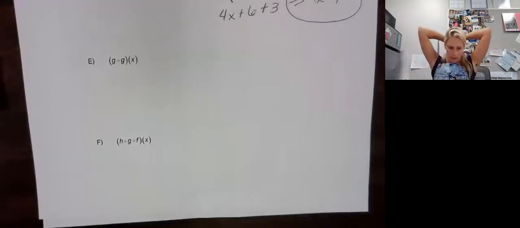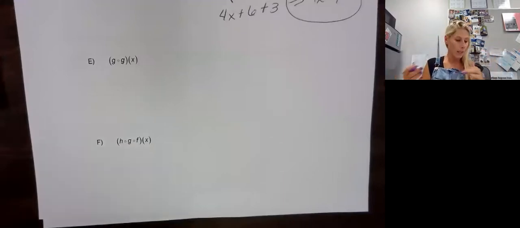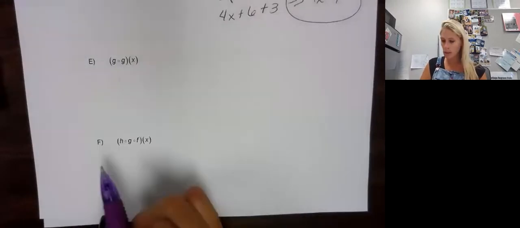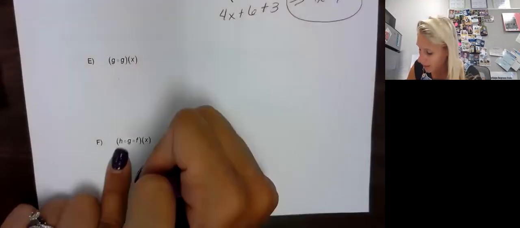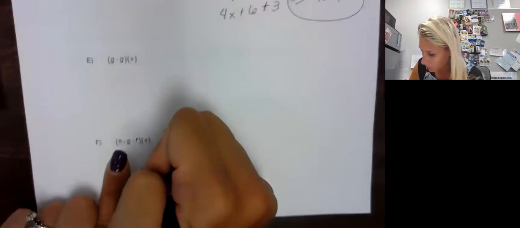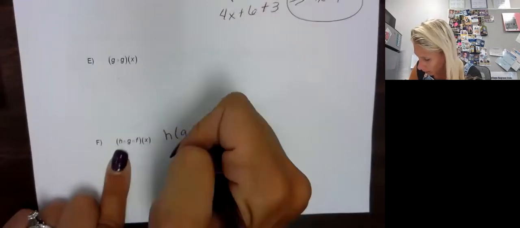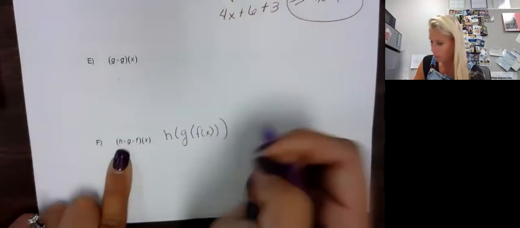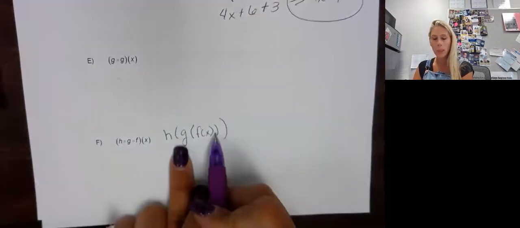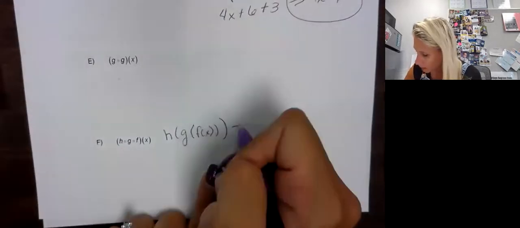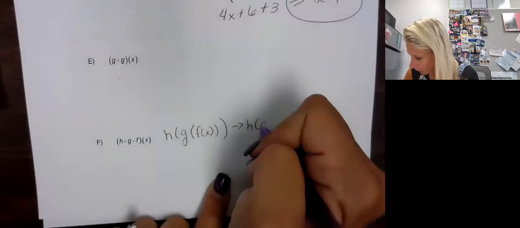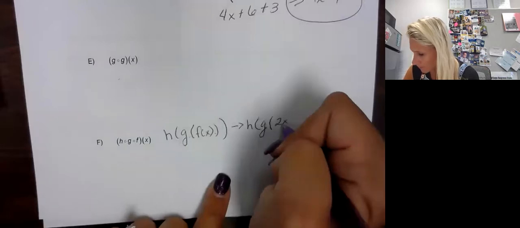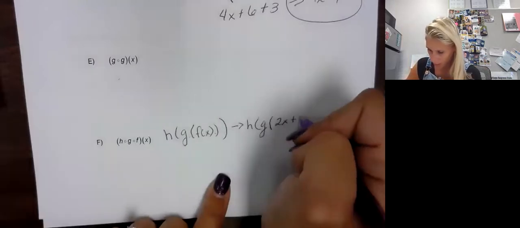All right, I'm not going to do E. It's a lot of algebra in there, but I'm hoping we get the idea. What I really want to do is go to F, because what that is telling me is h of g of f of x. So I see the order, guys. I'm going to replace one at a time. So h of g of f. So that's 2x plus 3.